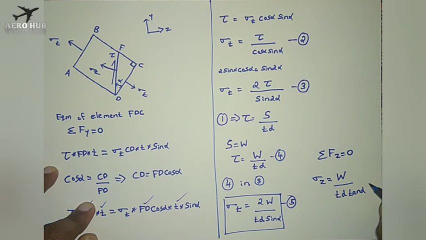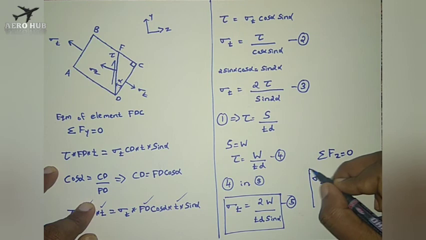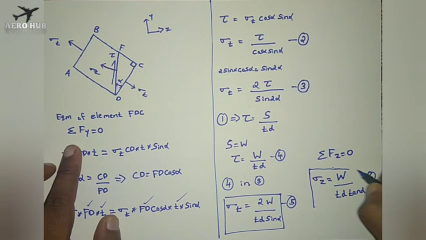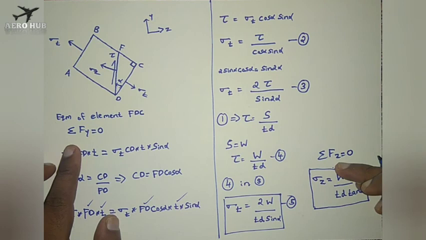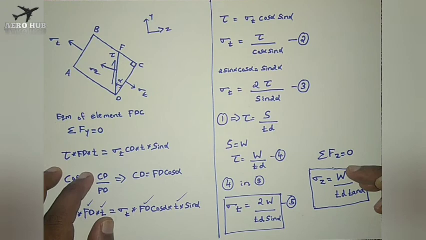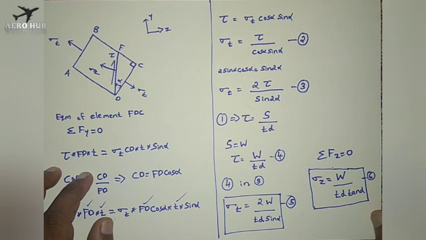Okay, you can try out this case, because we are using the same procedure. I am not going to derive each and every relation. That is a waste of my time as well as a waste of your time. You can try out some things. So summation of F z is equal to 0, use the same equilibrium equations along z direction, and you can get the equation sigma z is equal to W by td into tan alpha.